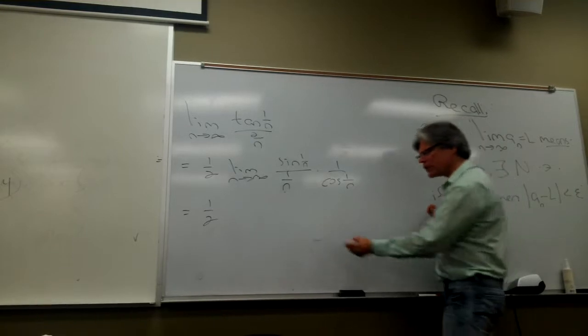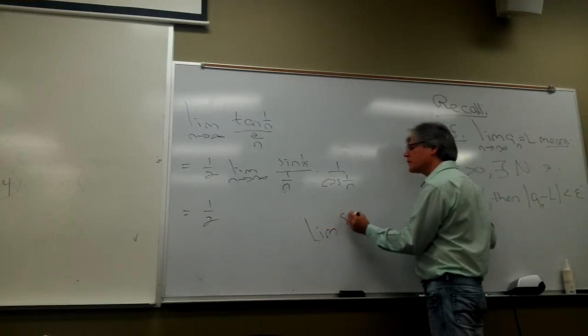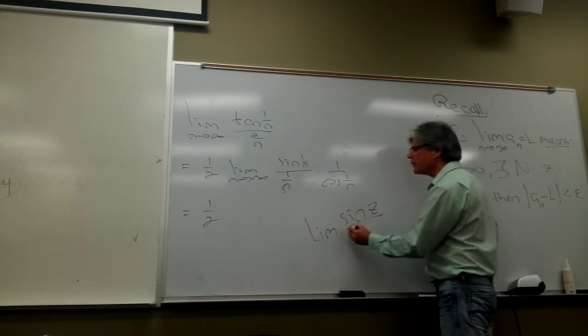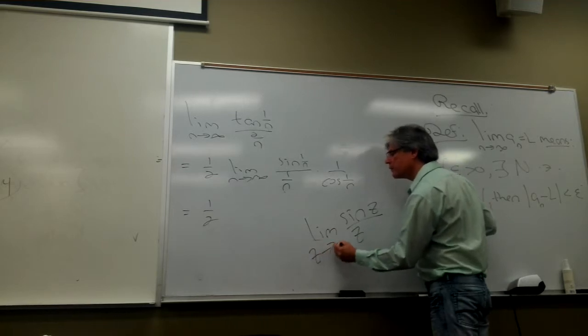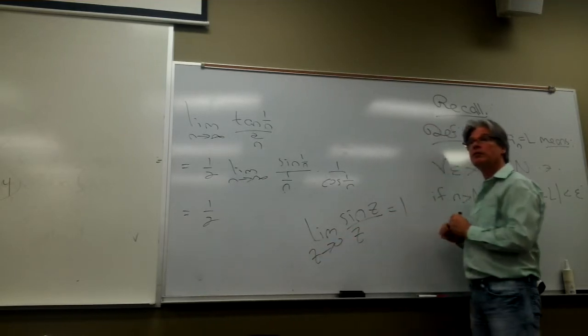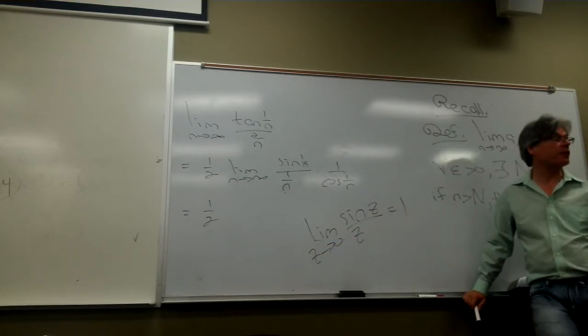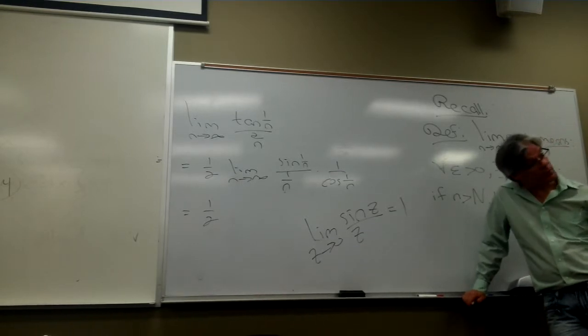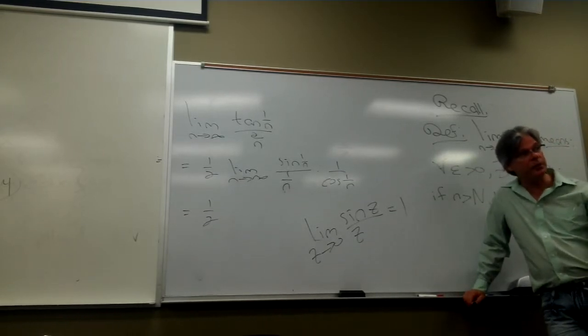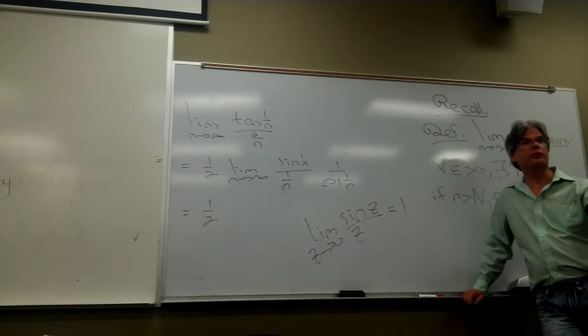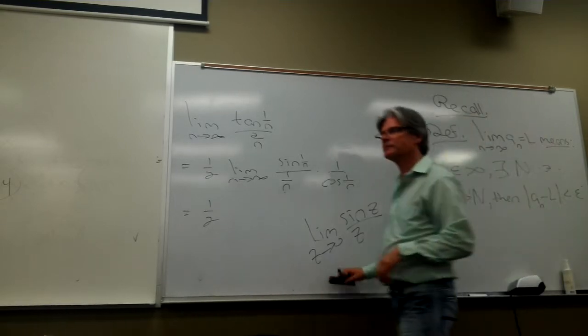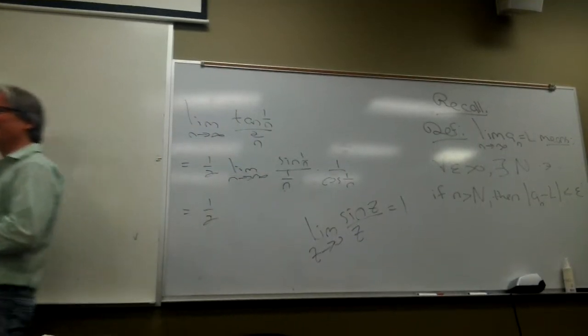You guys have all seen this, right? The limit of sine of z over z as z goes to 0 is equal to 1. You needed that to be able to prove that the derivative of the sine function is a cosine function. All right. So I'm assuming your Math 30 professor proved or derived it out of thin air.